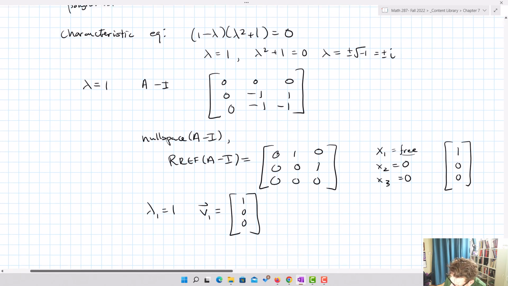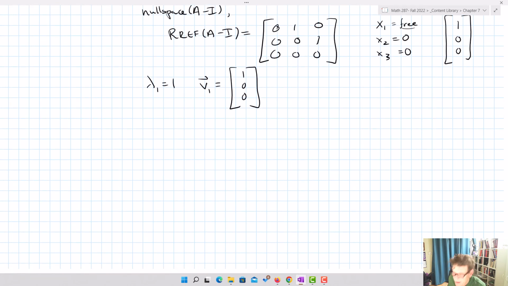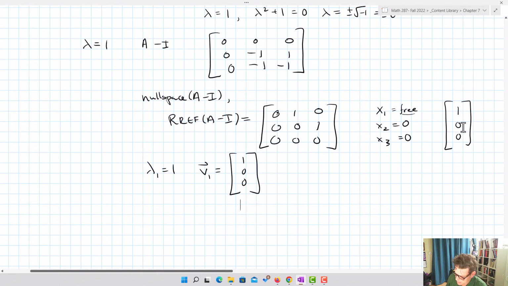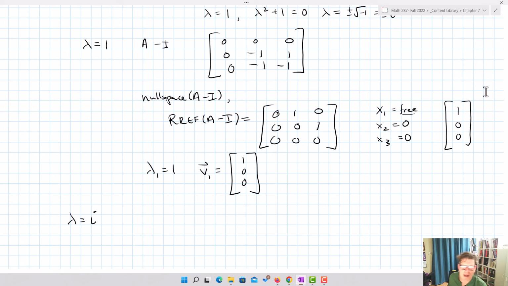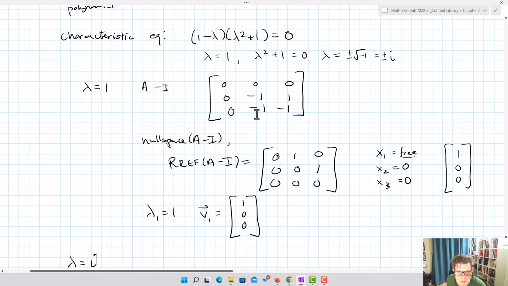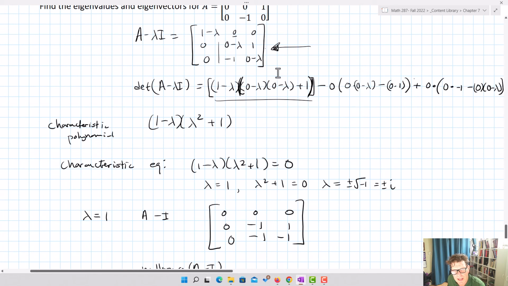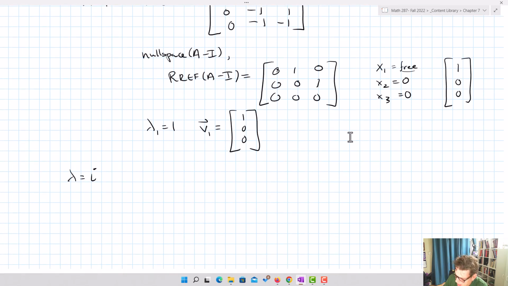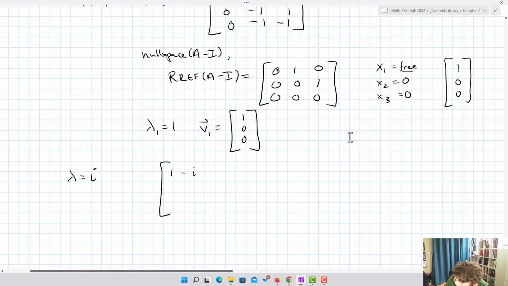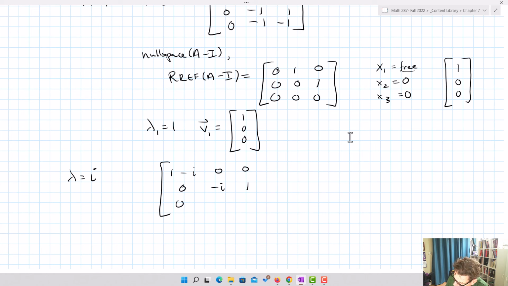Now what we're going to do is plug in i for lambda equals i. And it makes sense that whenever we have complex eigenvalues, we're going to also have their conjugates. It's got to be the case. So now we need to plug it into this, okay? So that's going to be 1 minus i, 0, 0, 0, negative i, 1, 0, negative 1, negative i.